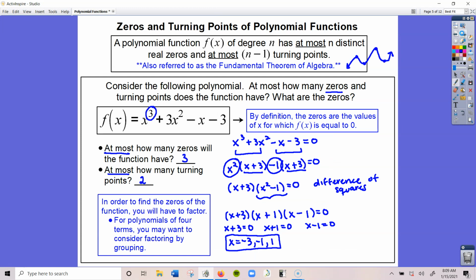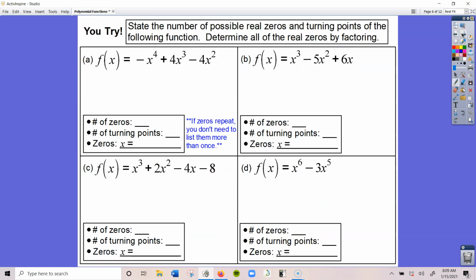First, let's continue practicing on how to find those zeros. So here we have f of x is equal to negative x to the 4th plus 4x to the 3rd minus 4x squared. Based on the exponent, or the degree of this polynomial, we would say that there would be at most 4 zeros, meaning that we would have at most 3 turning points. Now, to find the zeros, we're going to have to factor.